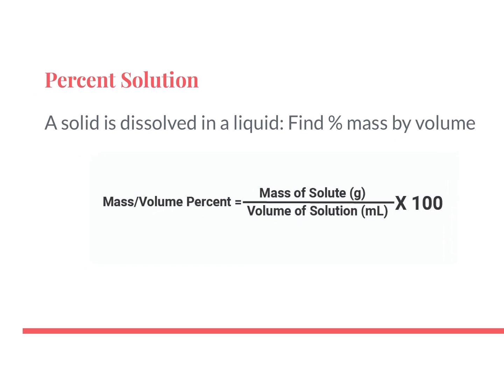Okay, the other way we can represent the percent of solute, let's say you have a solid dissolved in a liquid. Like let's say we're just making salt water. Okay. We represent that with mass by volume. So this one is just the mass of the solute in grams divided by the volume of the total solution in milliliters. And then again, times 100.